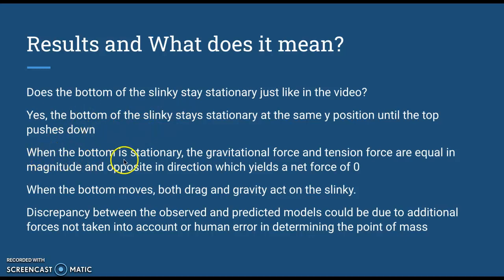When the bottom is stationary, the gravitational force and tension force are equal in magnitude and opposite in direction, so they cancel out, and this yields a net force of 0. When the bottom starts moving, both drag and gravity act on the slinky. Discrepancies between the observed and predicted models could be due to the additional forces not taken into account, or even human error in determining the point of mass in the tracker.